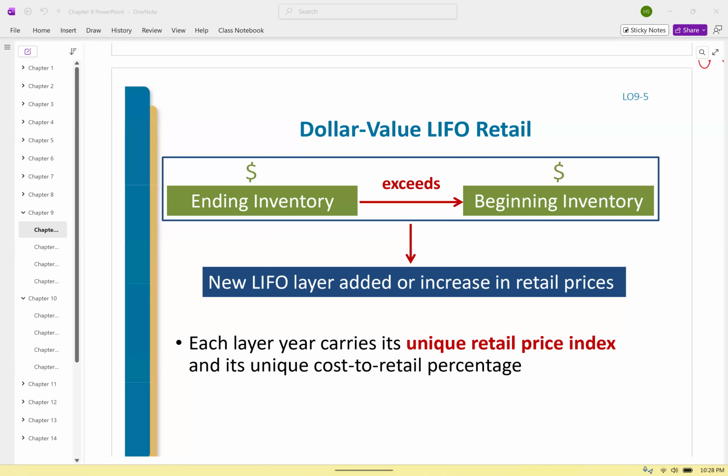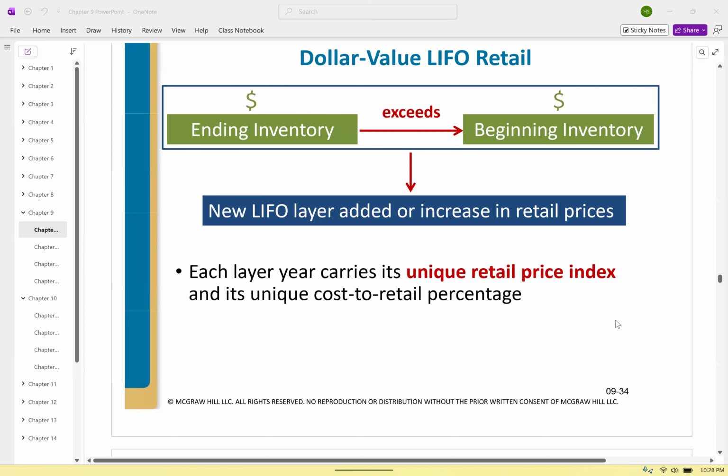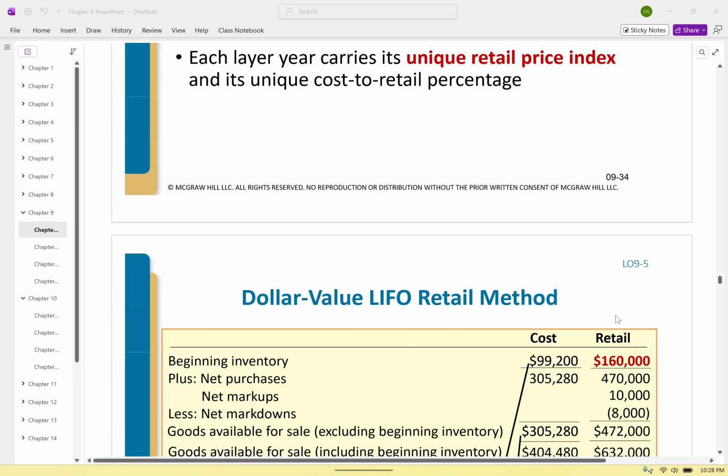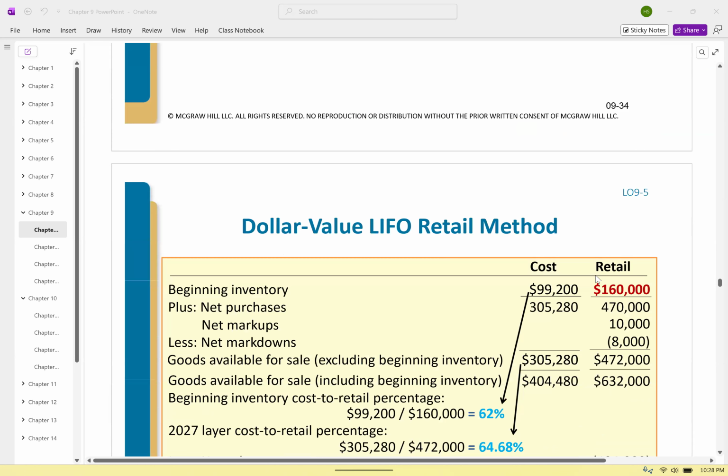All right, we're on the last video for chapter 9. So we're looking at dollar value LIFO retail. When the ending exceeds the beginning, a new LIFO layer is created. If you wanted to review, we did dollar value LIFO, I think, in the previous chapter. And now we're going to apply the retail method with this. So here we go.